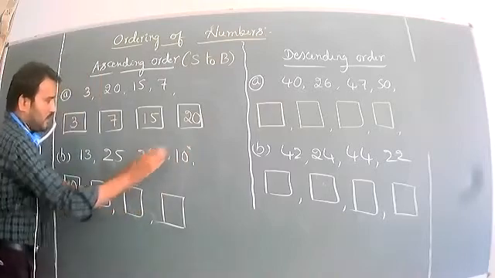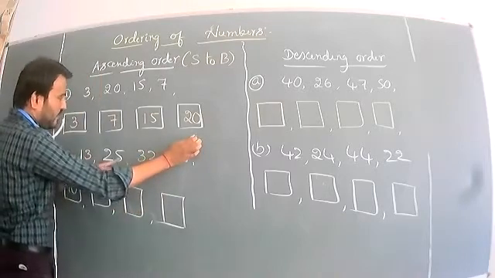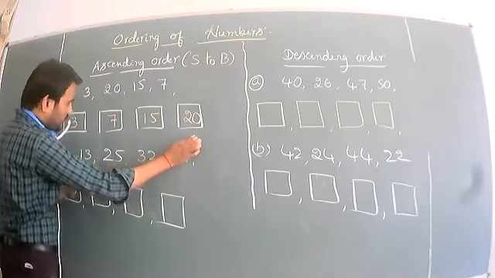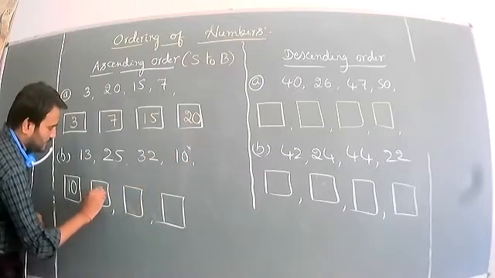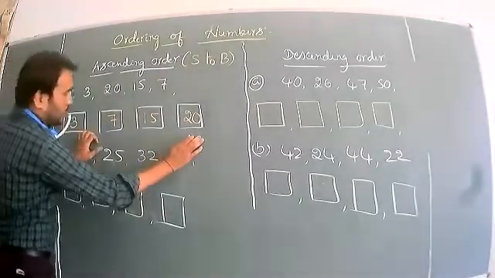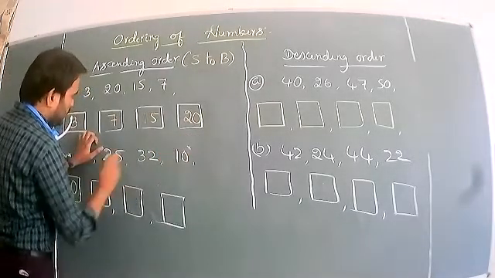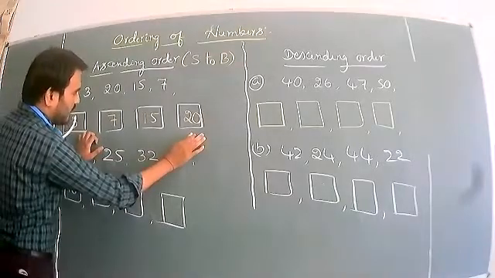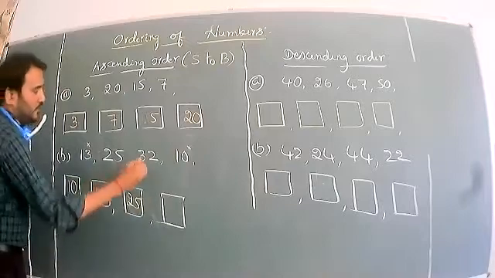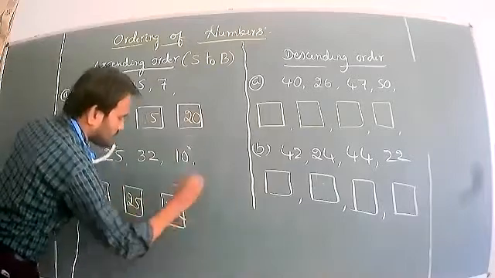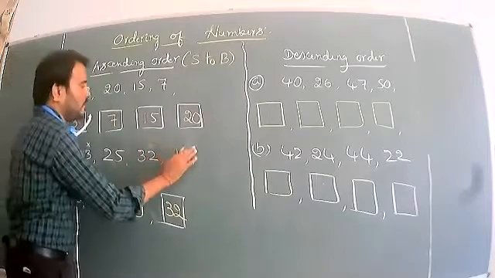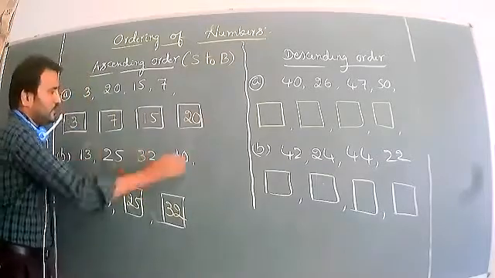This is the smallest number, 10. It is over. The remaining three numbers, 13, 25, 32. Which one is smaller? Here 1, here 2, here 3. 1 is the smaller. So we write 13. Next, the remaining two numbers, 25 and 32. Which one is smaller? 2. 32 is bigger. Now 25, then 32.